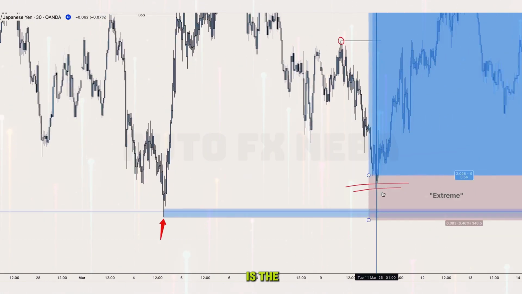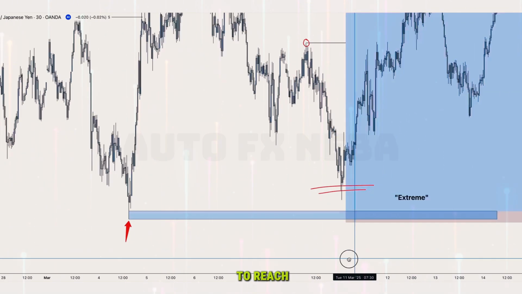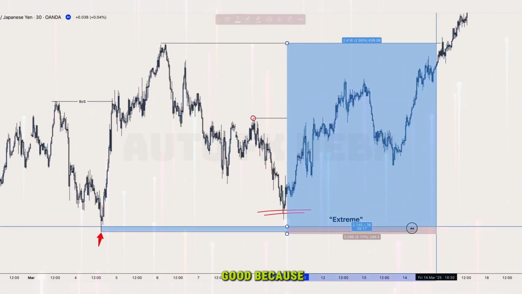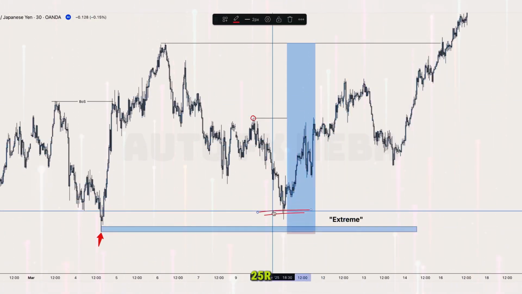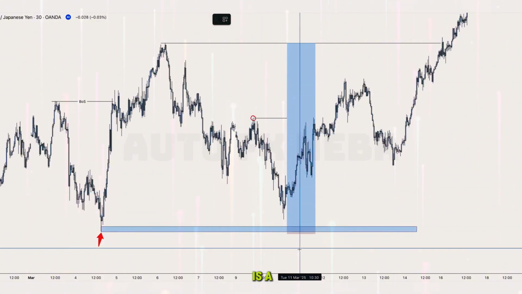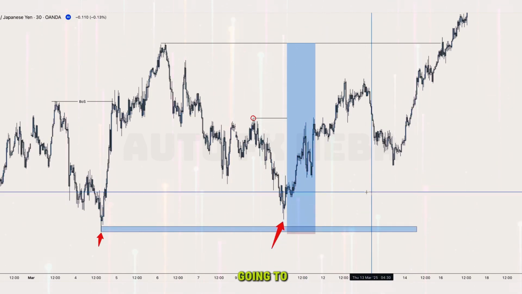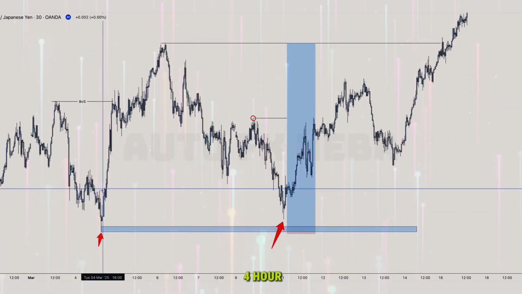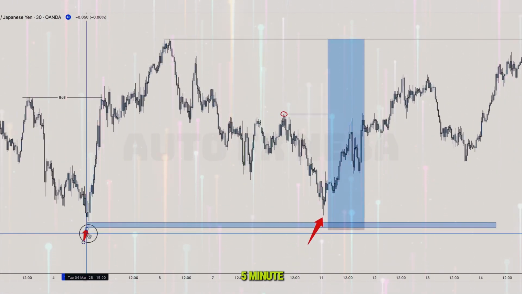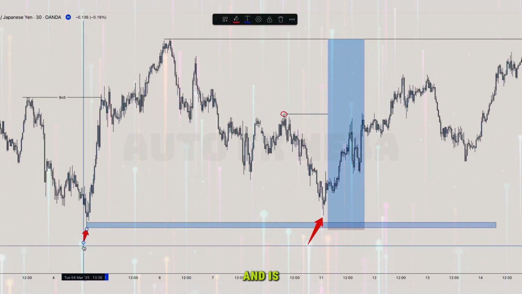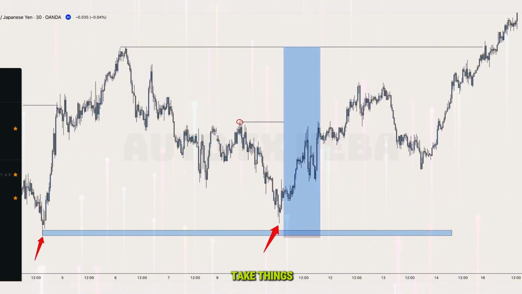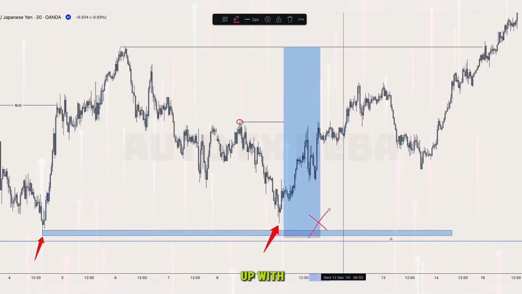The problem is the market isn't always going to reach those areas. So although this trade on paper would look good because we'd see potential 25R, meaning we could make 25% for every 1% risked, the problem is, a lot of the time, it's just simply not going to be hit. We're working off of 4-hour and 1-hour price action here, so dropping the market down this far to the 5-minute is a dangerous game and is often going to result in the trade being missed. Don't over-refine and don't take things too far because you're going to end up with missed positions.